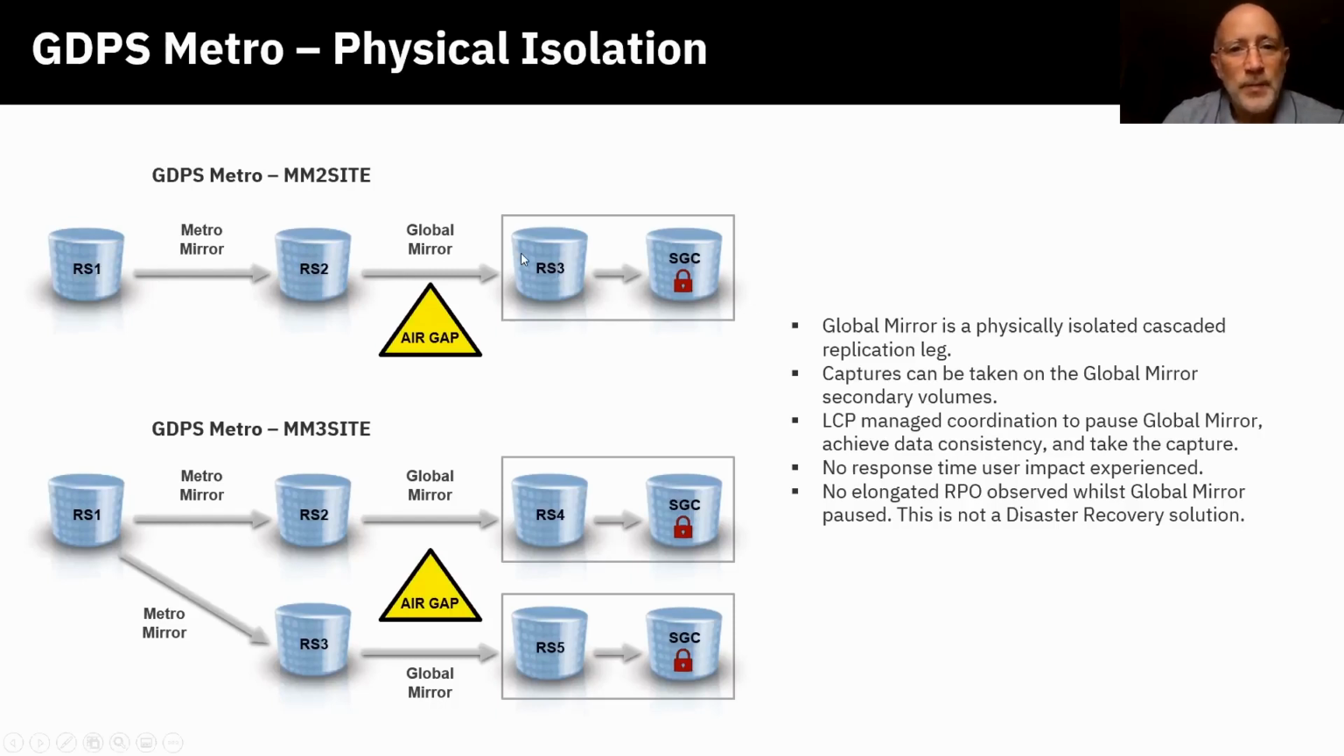But again, it's physical isolation on the global mirror leg. So your cyber vault is removed from the disk subsystems that are supporting your production environment. And because this is a global mirror leg, we do the consistency group pause within global mirror to achieve data consistency on RS3, and therefore there is no impact to production when taking the capture on RS3, 4, or in this case 5.